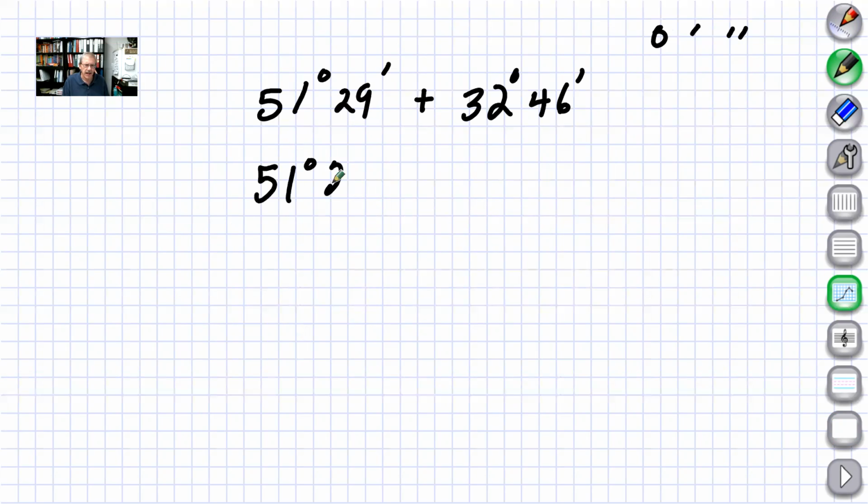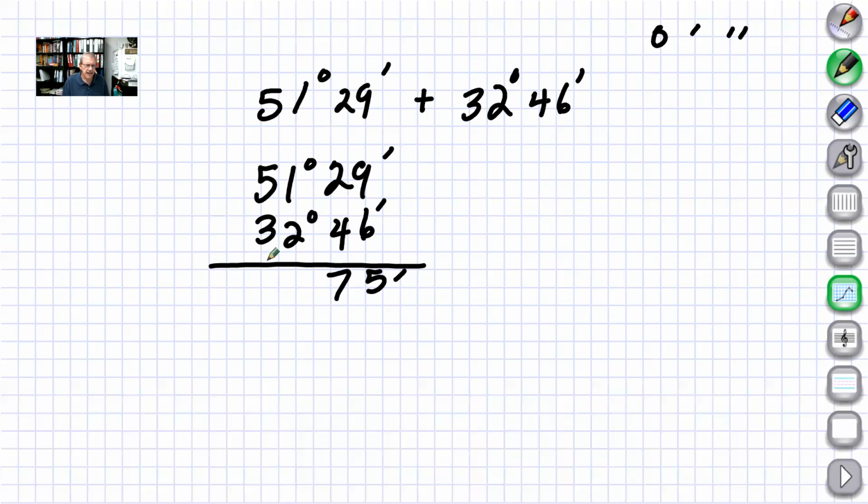51 degrees, 29 minutes, plus 32 degrees, 46 minutes. In fact, we'll do this without a calculator, period. We're just going to add these up. This is 75 minutes, and this adds up to 83 degrees. So we get 83 degrees, 75 minutes. But there are only 60 minutes in a degree. This is too big.